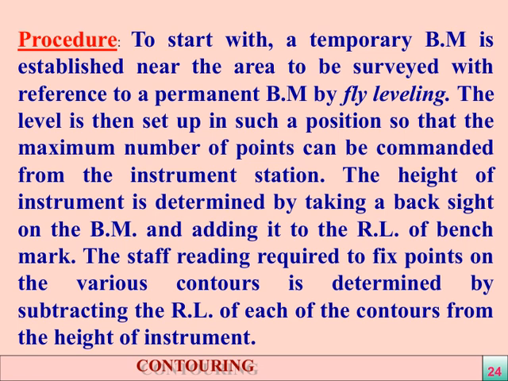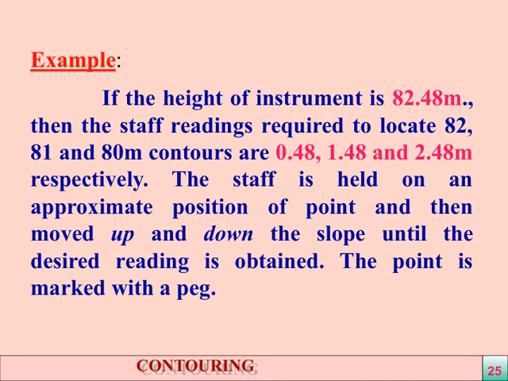To determine the height of the instrument, we take a back sight reading on the temporary BM and add this reading to the known reduced level, or RL, of the benchmark. This gives us the exact height of the instrument above a fixed point. Finally, to fix points on various contours, we calculate the staff readings by subtracting the RL of each contour from the height of the instrument. This process helps us accurately determine the elevation at different points across the surveyed area, which is essential for creating precise contour maps. Let's consider an example to understand this better.